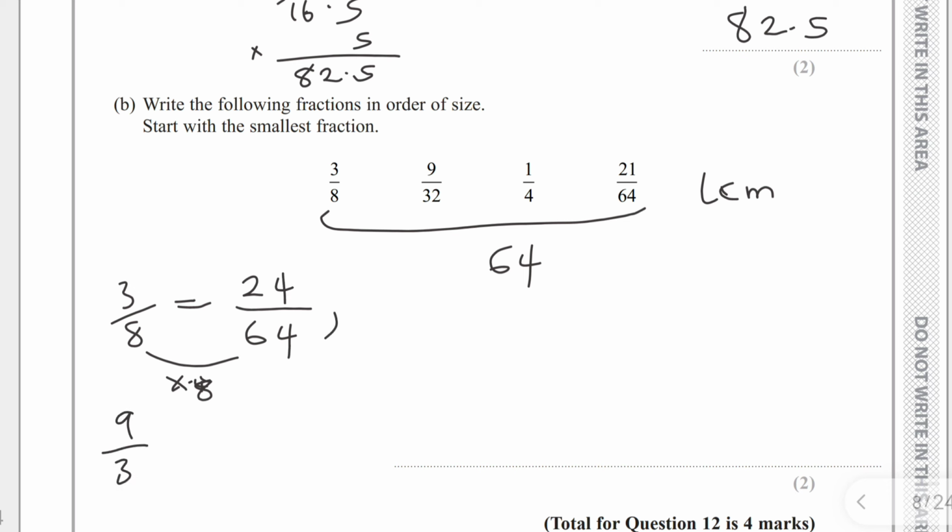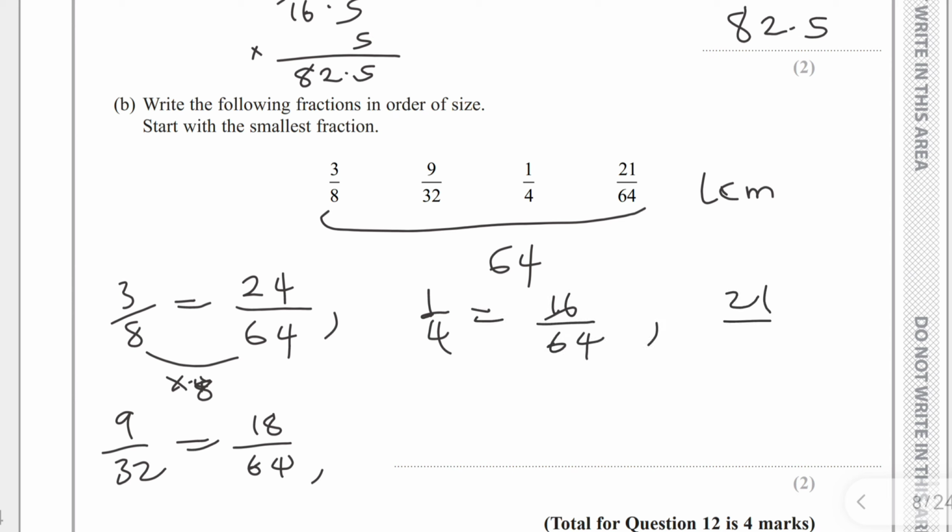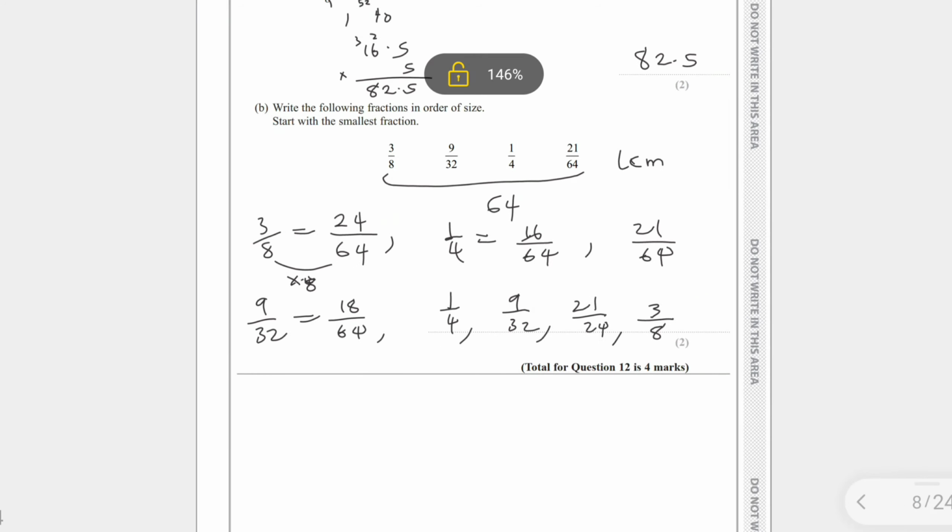9 over 32 is going to be 18 over 64. 1 over 4 is going to be 16 over 64. And 21 over 64 stays the same. So which one is the smallest? The smallest obviously is 1 over 4, which is 16 over 64, followed by 9 over 32, which is 18, followed by 21 over 64, and lastly is 3 over 8. Hope that makes sense.